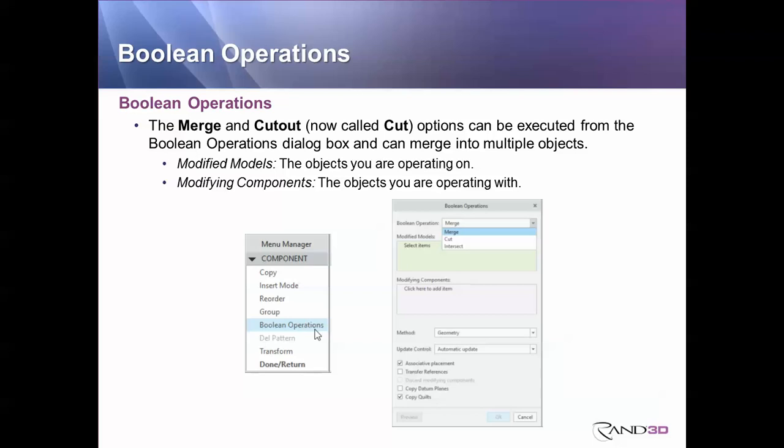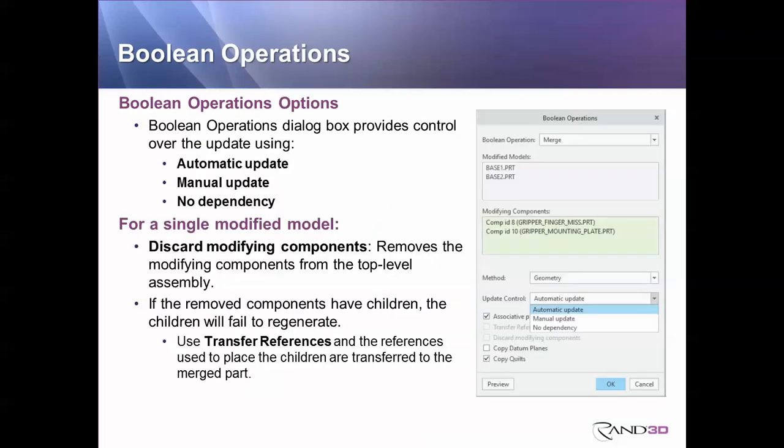So you do have that streamlined variation of the option. You do have more control over the resulting merge or cut output. For example, in the update control area here, you've got some choices. Automatic update allows for any changes that you make to be reflected right away. Manual update obviously requires that you click regenerate, and there is the option of not having dependency between the source files and the resulting output from the operation. So once you get this single modified structure, depending upon your settings, you do have more flexibility in how you want to treat the resulting feature.